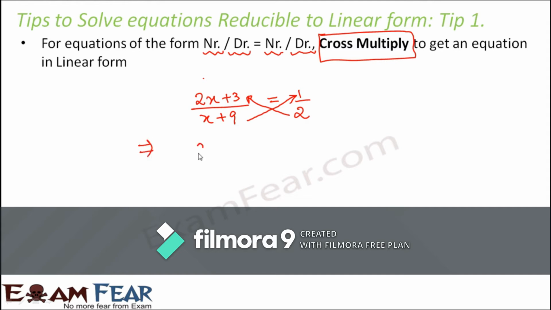So in this case, what will happen? 2 into 2x plus 3 will be equal to 1 into x plus 9. So that is what you will get. So in this case 2 into 2x would be 4x plus 2 into 3 would be 6, and this side it would be x plus 9.